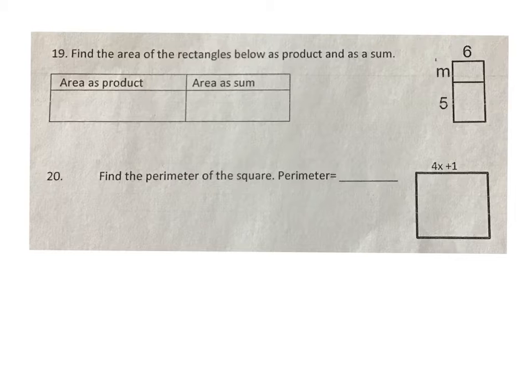All right, so number 19 gives you the visual model for the distributive property. And if you look right here, this 6 is lined up with this 6. So all the way across here, all of those are 6 across. So we're going to be distributing that 6 in. So 6 times m would give me 6m for this box. And then the 6 times 5 would give me 30 for this box. Okay, they did ask us to write it 2 different ways. So one is a product and one is a sum.